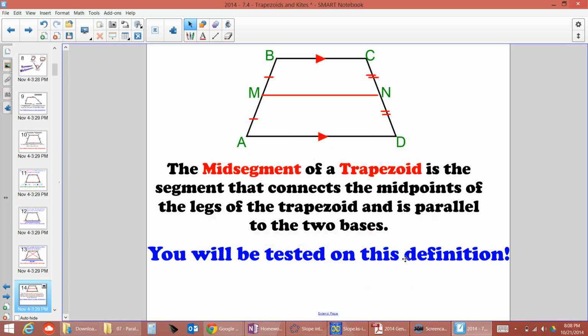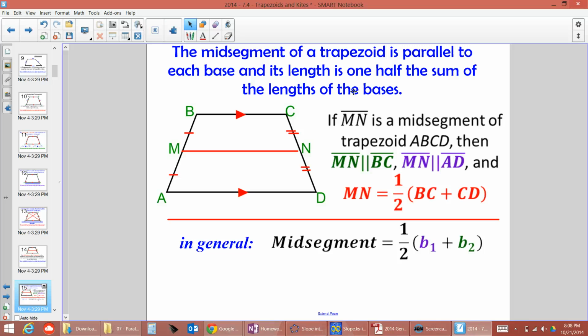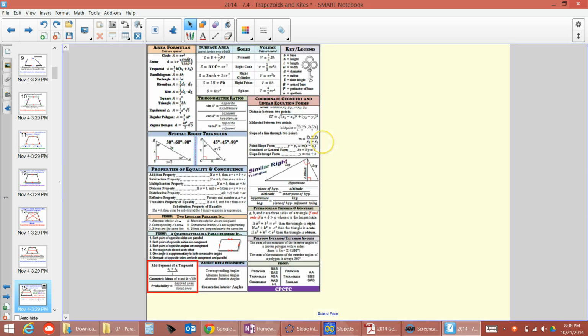Now let's talk about the mid-segment or median. The mid-segment of a trapezoid is the segment that connects the midpoints of both of the legs. So N is the midpoint of CD and M is the midpoint of AB. If I connect those, that's the median or mid-segment. The way we find out how long that is, we add base 1 and base 2, sorry, I totally misspoke there. We add the two bases, and once we add those together, we find half of that, and that's how big the mid-segment is.